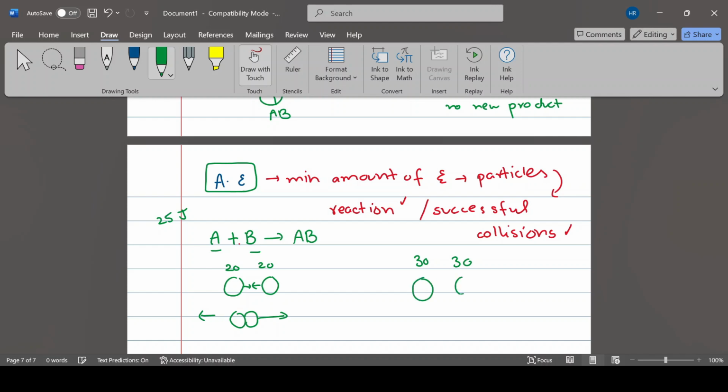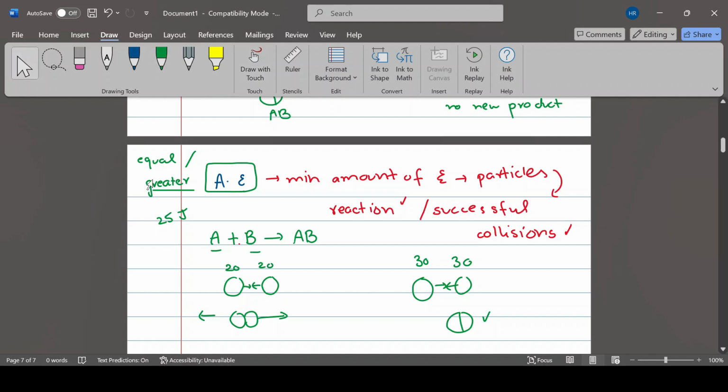Now when the particles collide with one another, in this case they are going to form a new product. Why? Because the energy is greater than the activation energy. So you need energy that is equal to or greater than the activation energy for a successful reaction to happen. Right? Everything clear up till here?